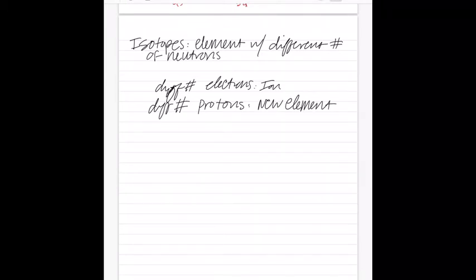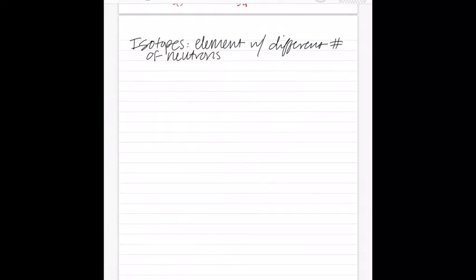But if you have a different number of neutrons than the regular atom, then that means you have an isotope of the same thing. So let's get into some examples of what I'm talking about with isotopes.